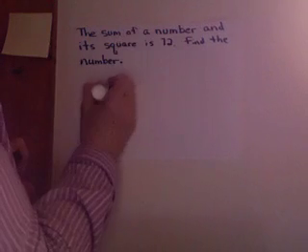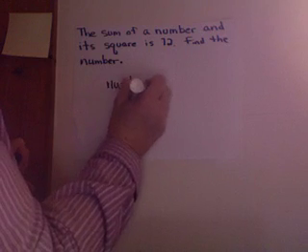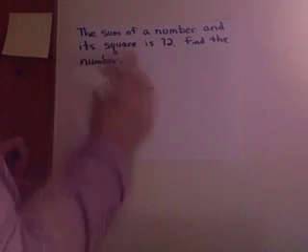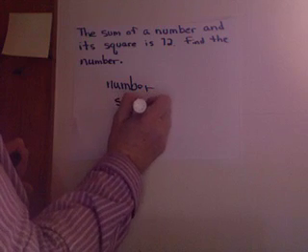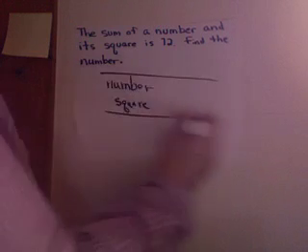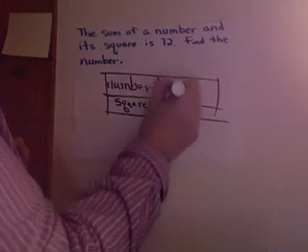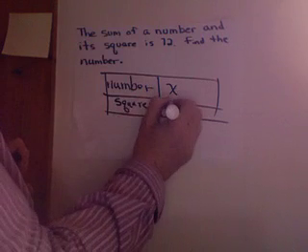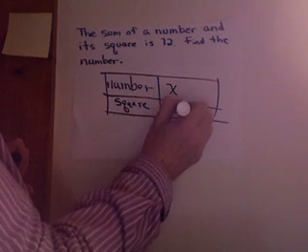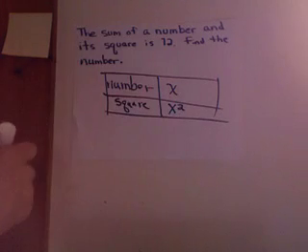The sum of a number. So there's one thing for a chart, a number. And its square. So the square of the number. So we do a little chart here. I could let the number be x. What would the square of the number be? Hopefully you figure out that would be x squared. So the number is x, the square is x squared.